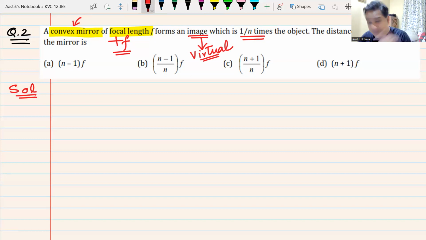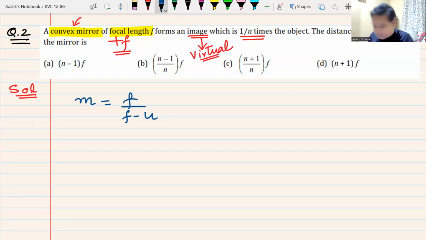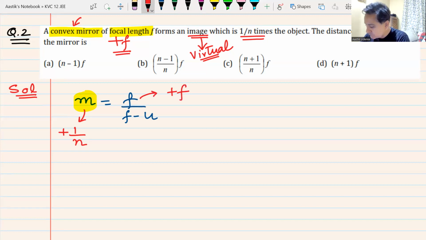Now, having understood these two points, the question becomes very simple, because now we can put the formula m = f/(f − u). Remember, if you take a negative sign, your entire answer will become wrong. Magnification for a virtual image has to be positive, and the value of magnification is 1/n. Do we get it, my dear friends? So m is 1/n, and the focal length is plus f.